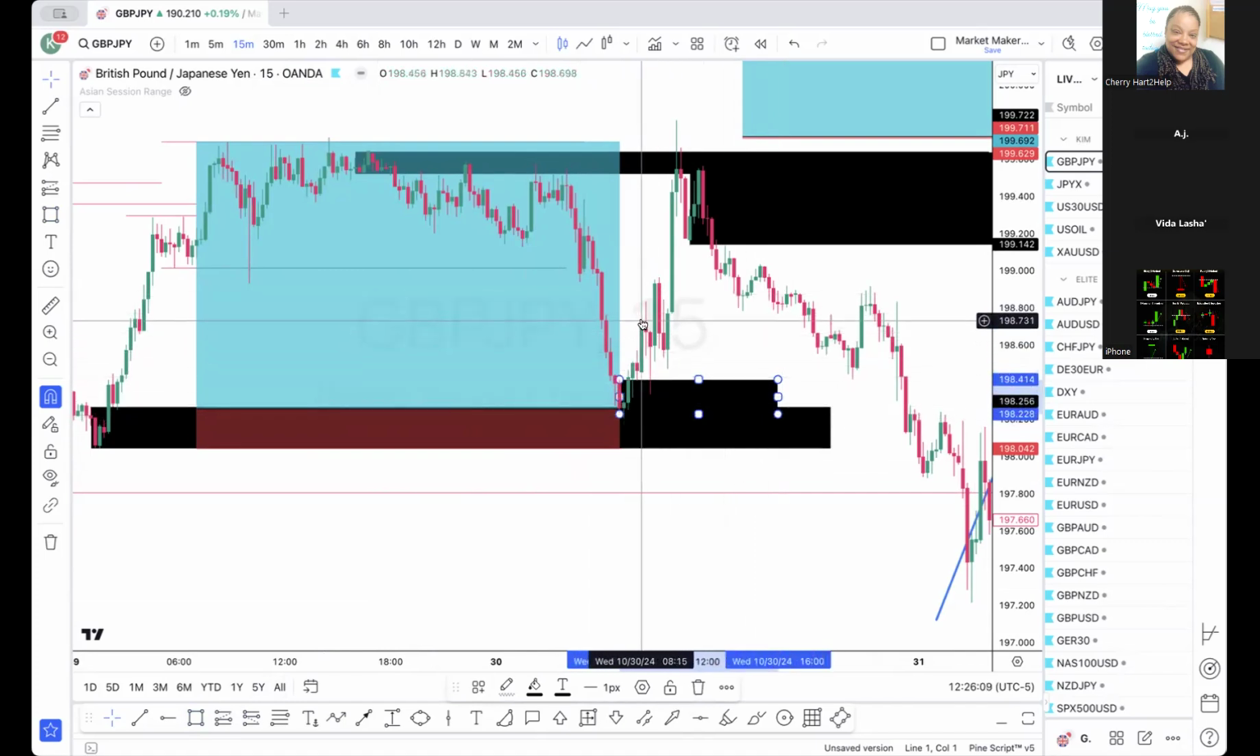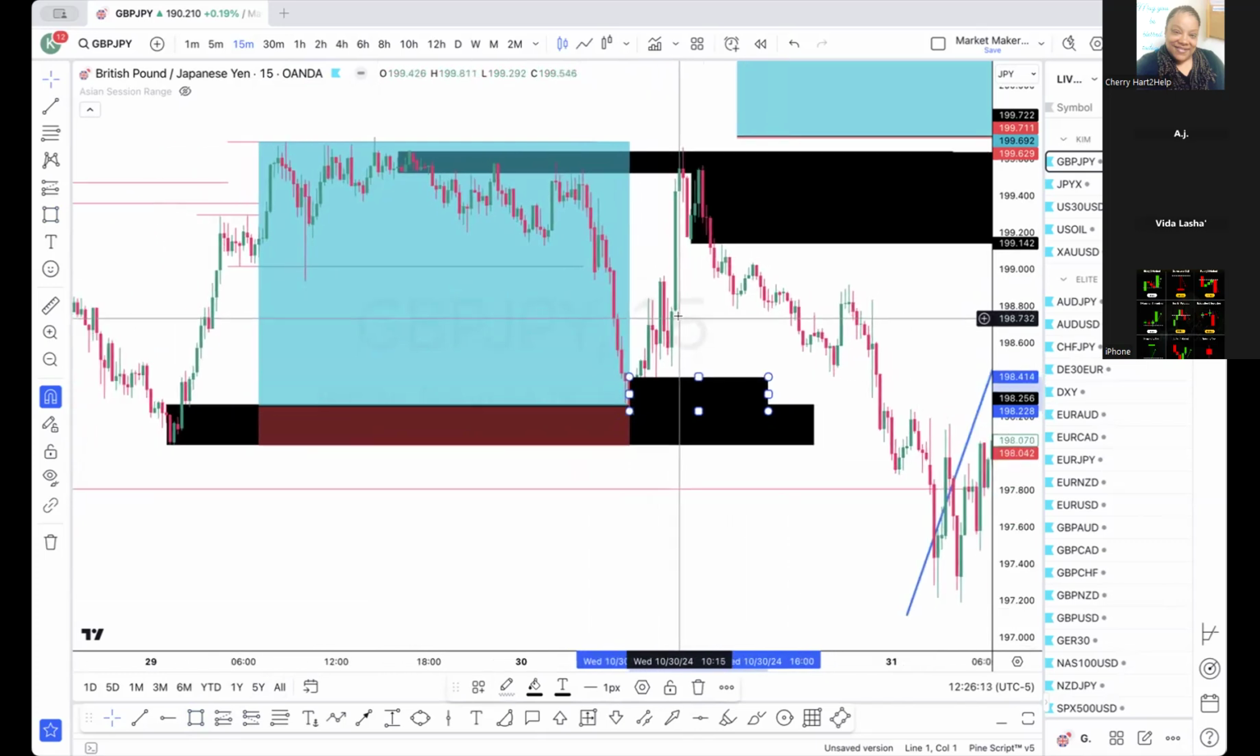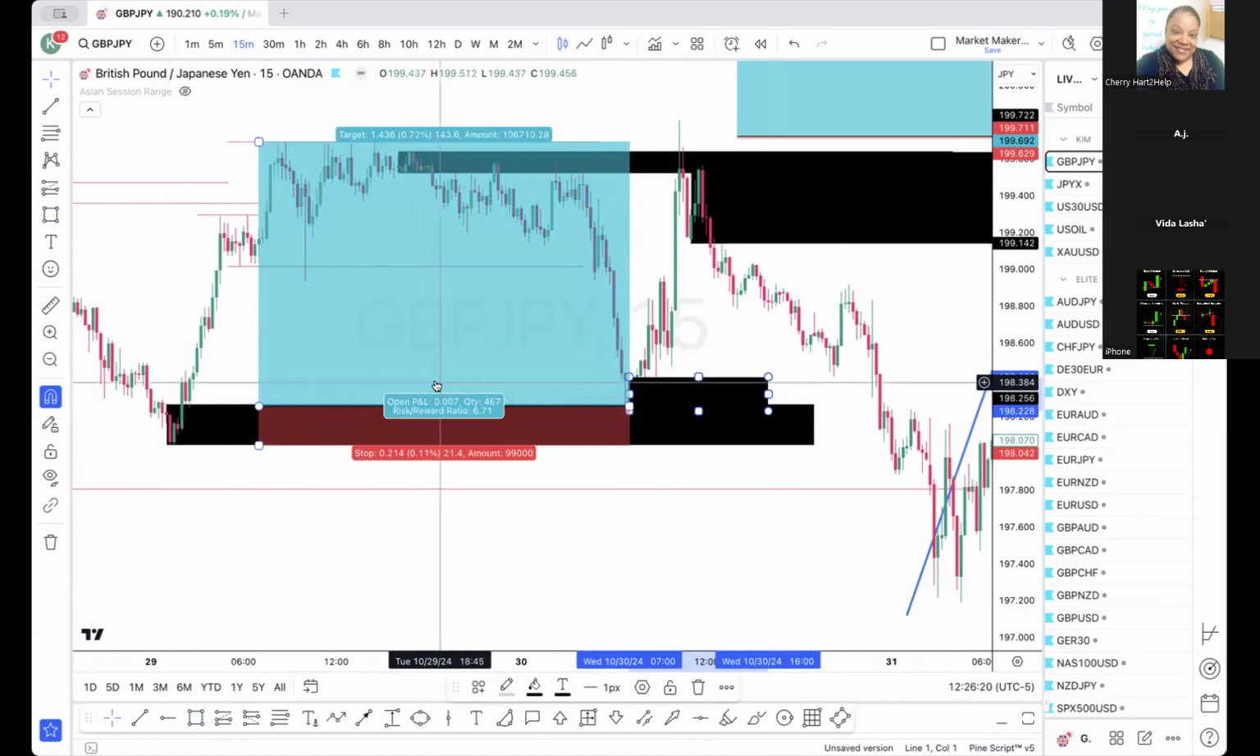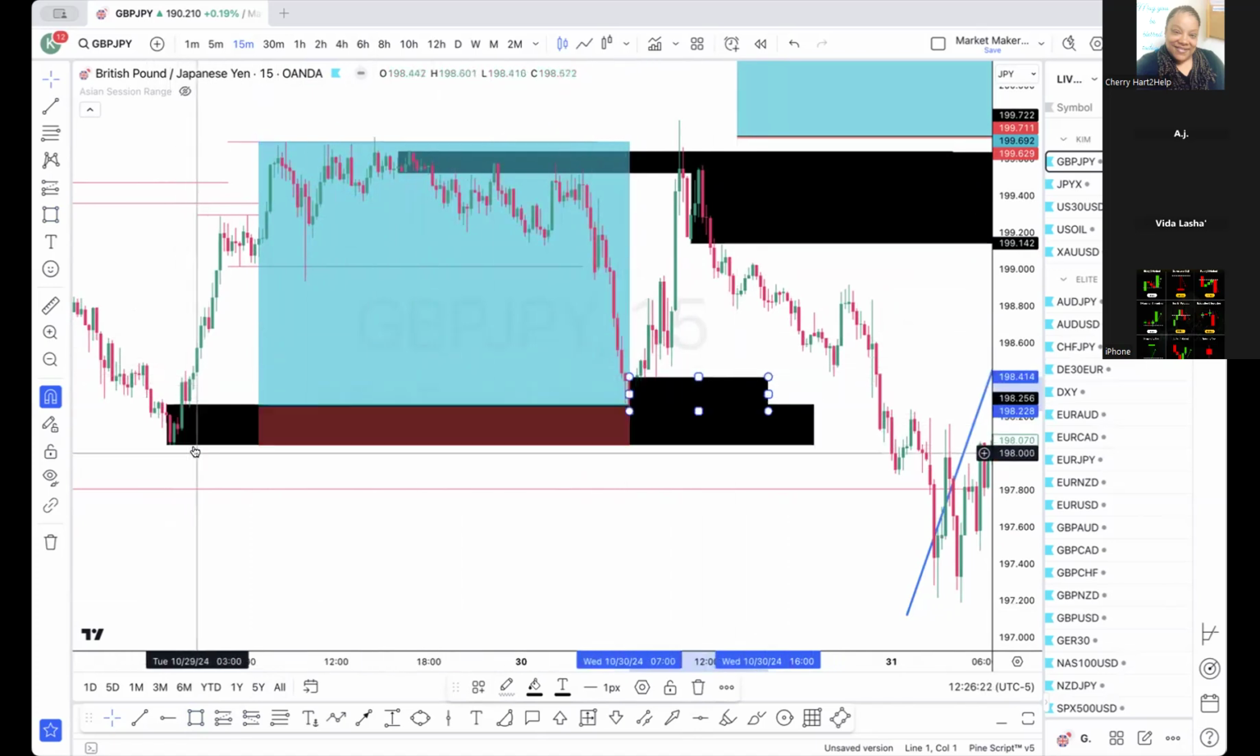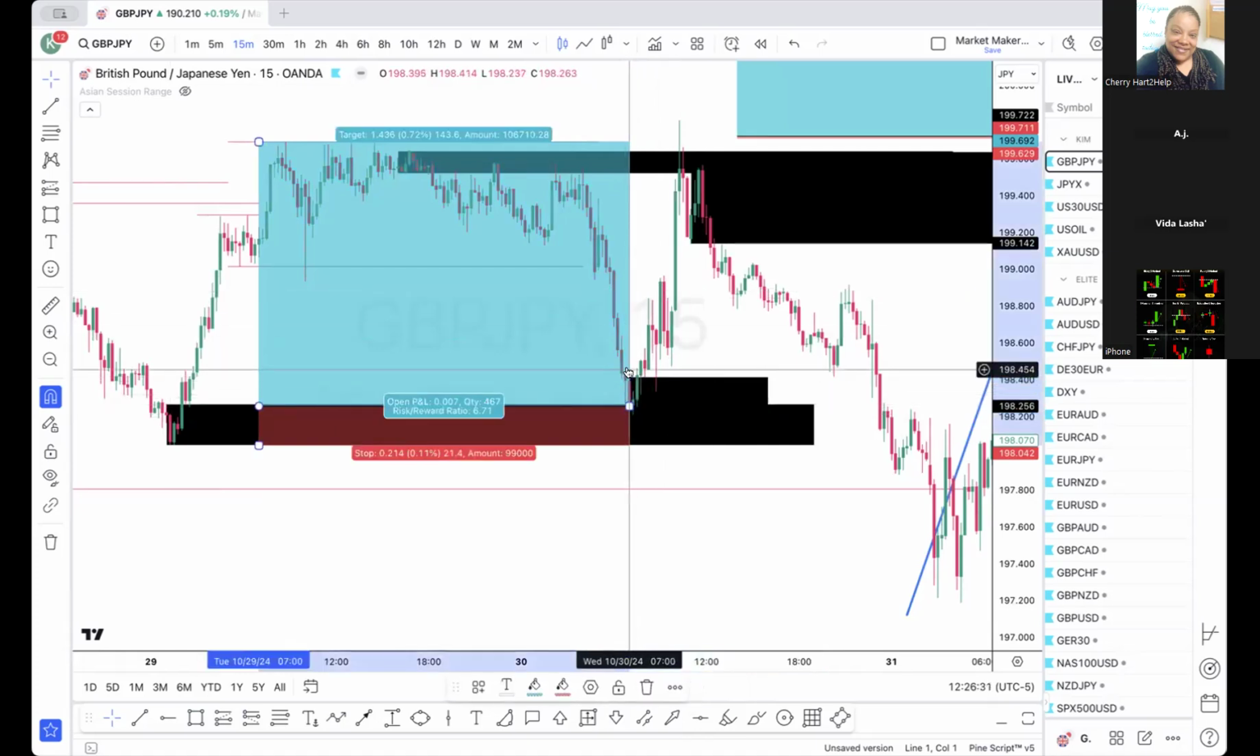So as you can see, where is the structure that it broke? First, the premise of the move was it broke structure here. It pulled back to the demand zone. So once it did not break this low and it gave you this order block, you can mark up your institutional candle and wait for price to come to your zone.